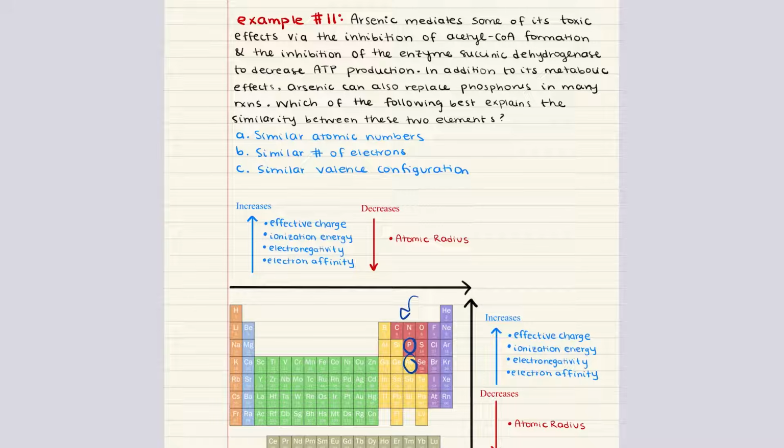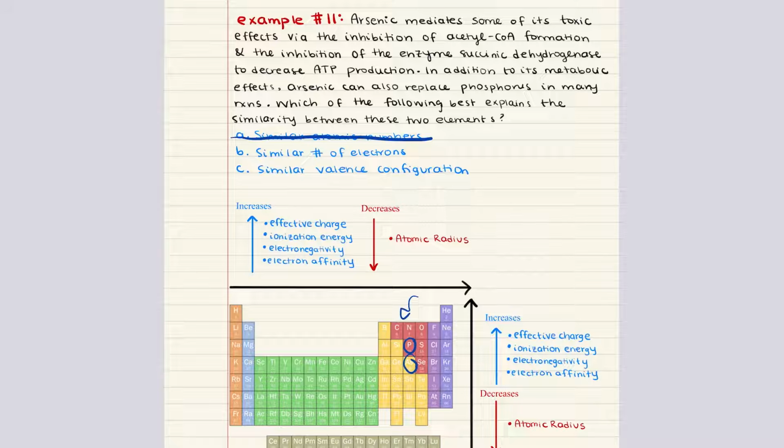Atomic numbers are unique to each element, and they increase sequentially across the periodic table. Phosphorus has an atomic number of 15, while arsenic has an atomic number of 33. Although these elements have different atomic numbers, this doesn't explain their similar chemical behavior. The answer choice says similar atomic number, which is just outright incorrect.